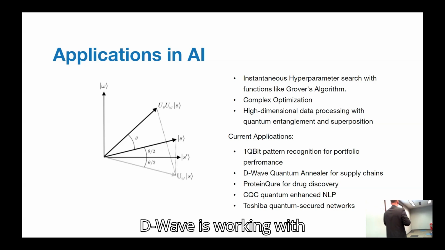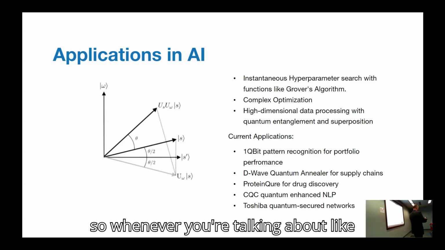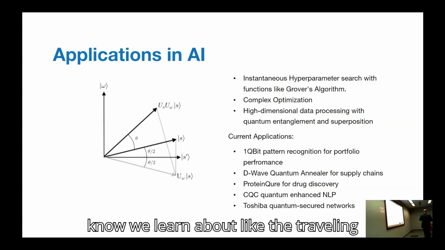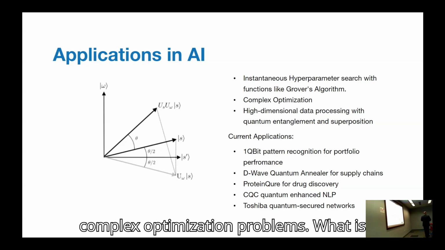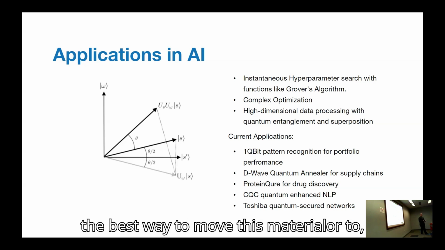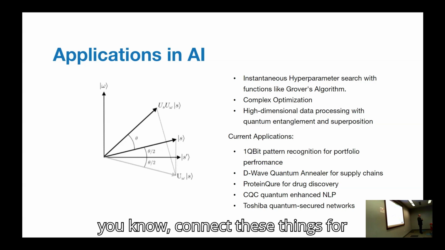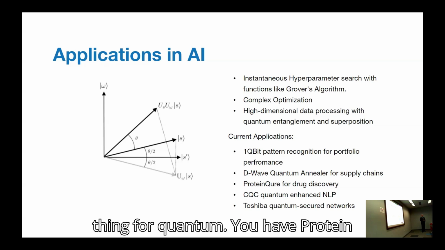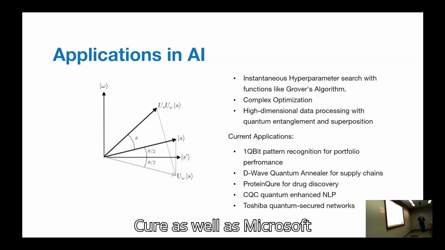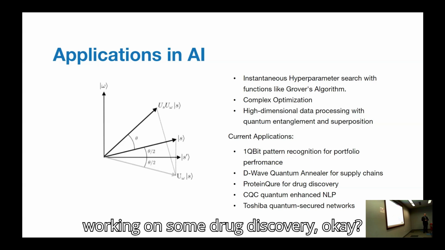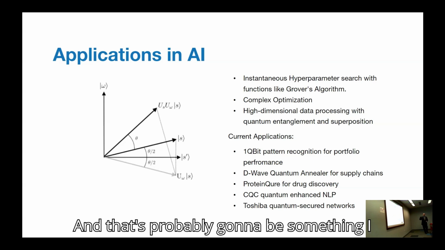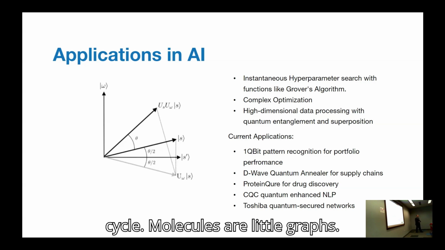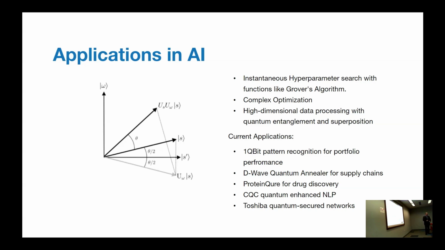D-Wave is working with logistics and supply chain management. You know, we learn about the traveling salesman problem and stuff. Those are complex optimization problems. What is the best way to move this material or to connect these things for maximum efficiency? That's another great thing for quantum. You have Protein Cure as well as Microsoft working on some drug discovery. And that's probably going to be something I end up in with graph neural networks, like molecules as little graphs.